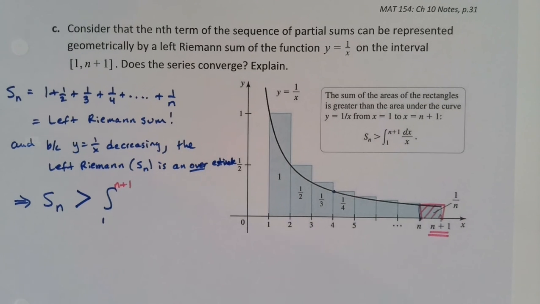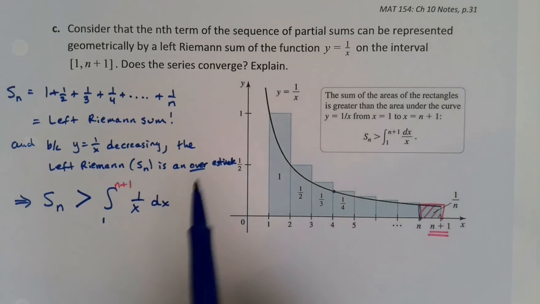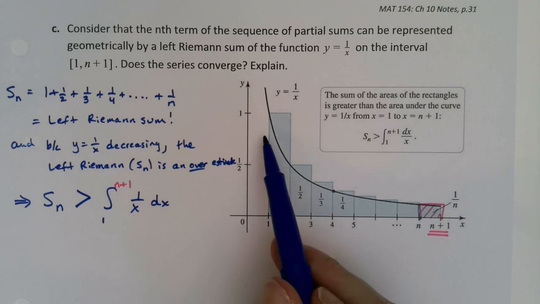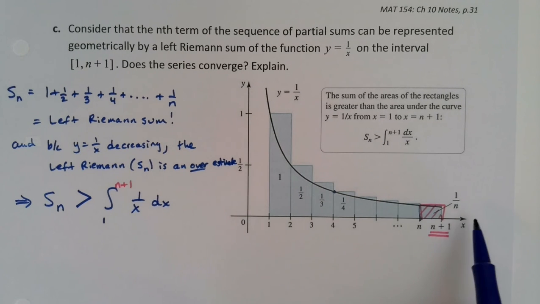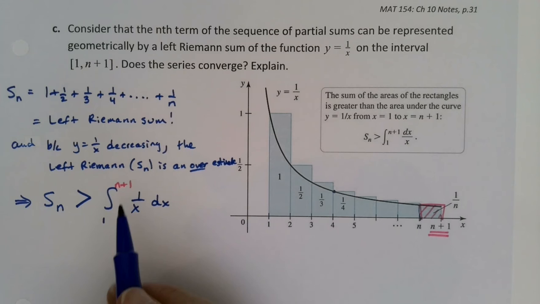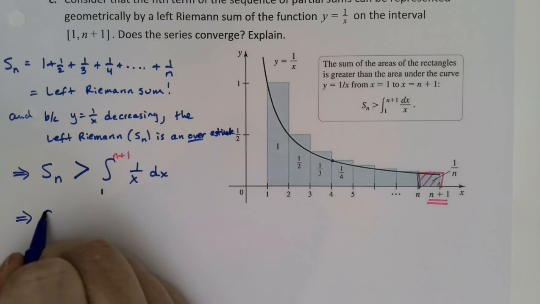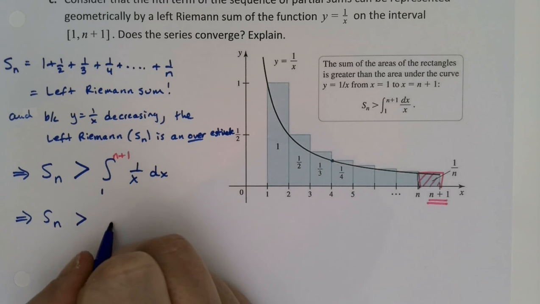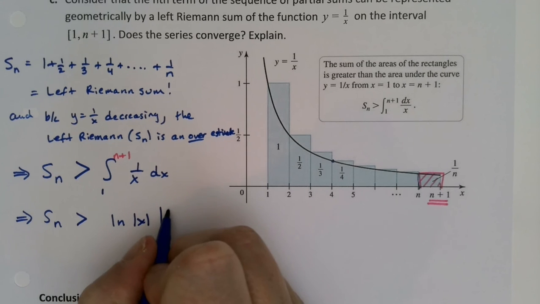I'm basically just proving that this works, of that function, 1 over x dx. So the region from 1 to n plus 1 is smaller than the partial sums, the Riemann sum. Well, I know how to integrate that. That means that S sub n is larger than the integral of 1 over x, which is the natural log of the absolute value of x. I'm going to take it from 1 to n plus 1.